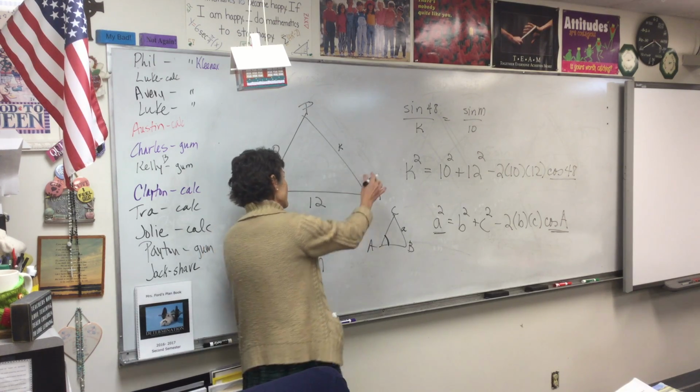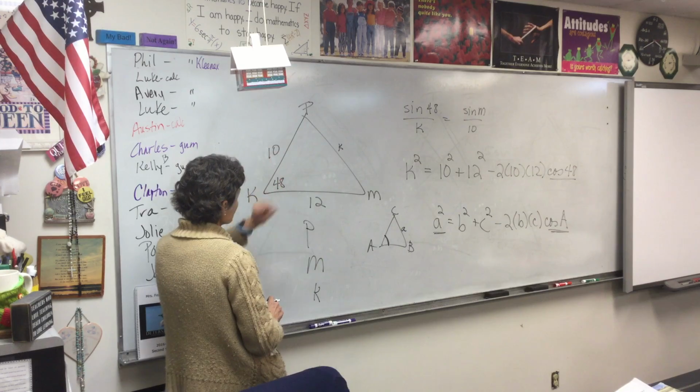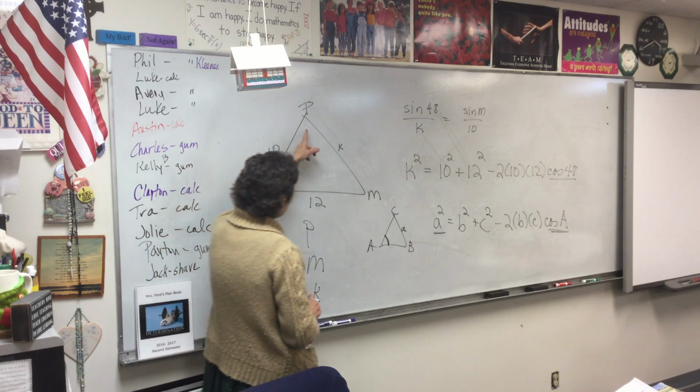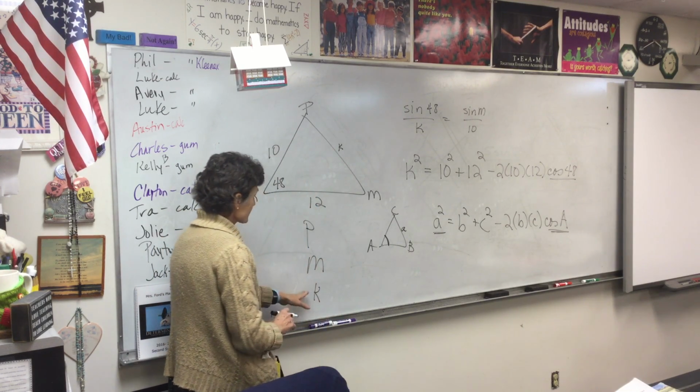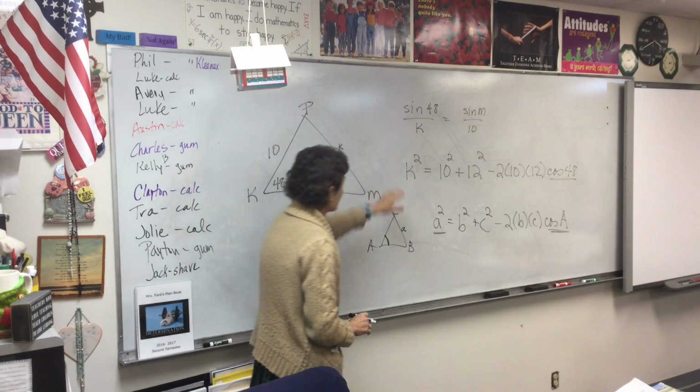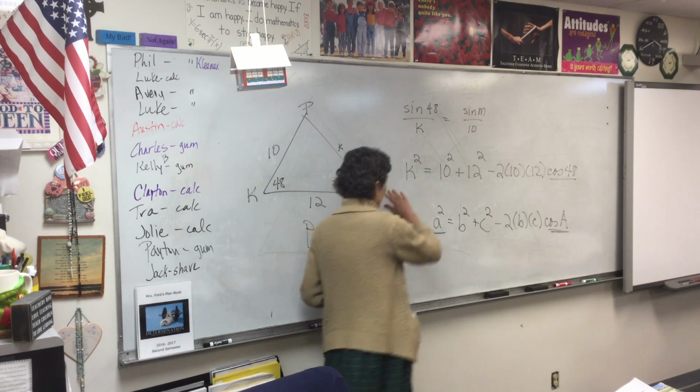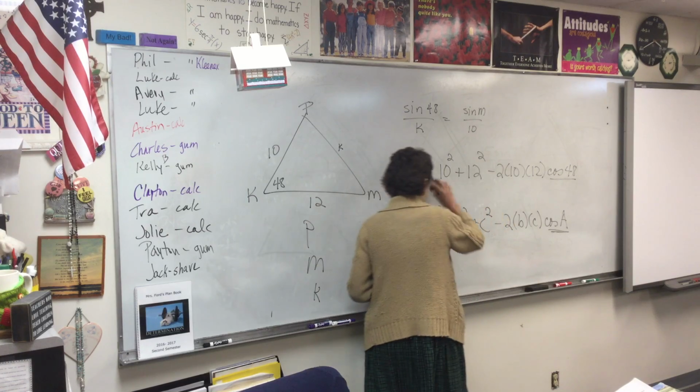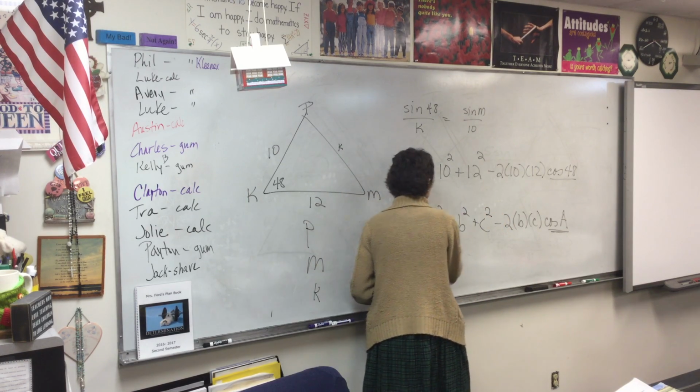Alright, so let's go ahead and finish this problem. Your job was to solve this triangle. So you had to find the angle P, angle M, and side K. The law of cosines is going to give us what? What are we going to get out of this? We're going to get side K.